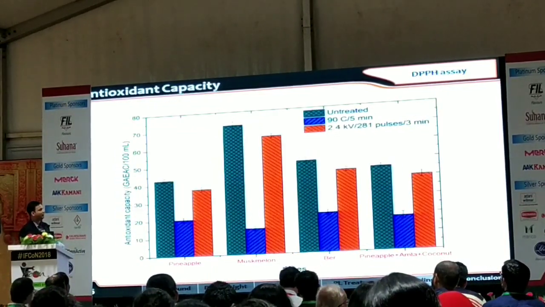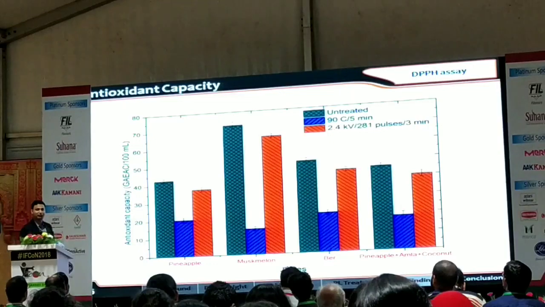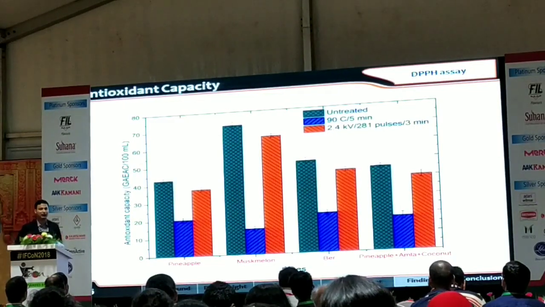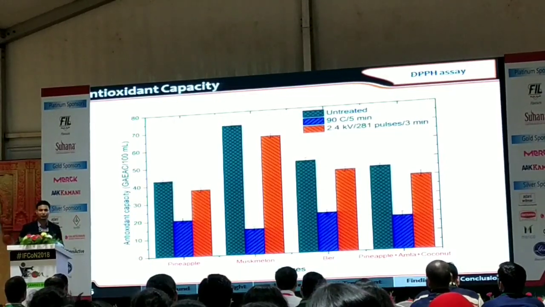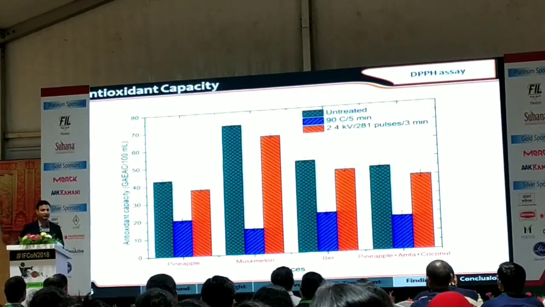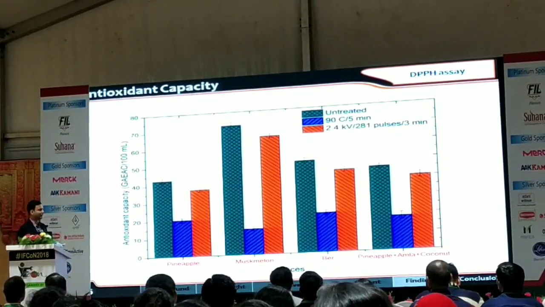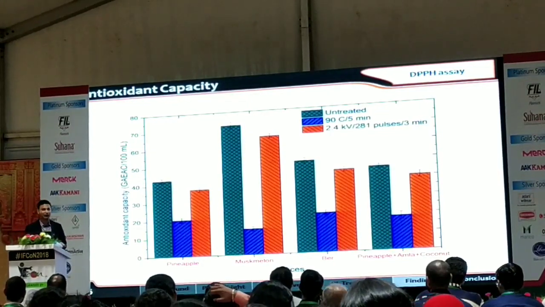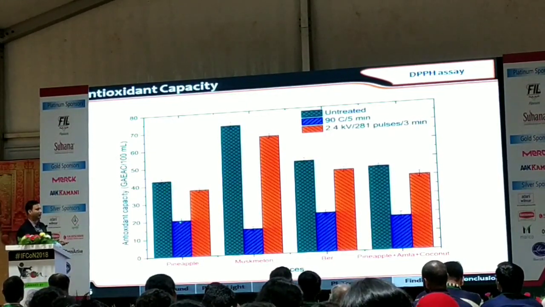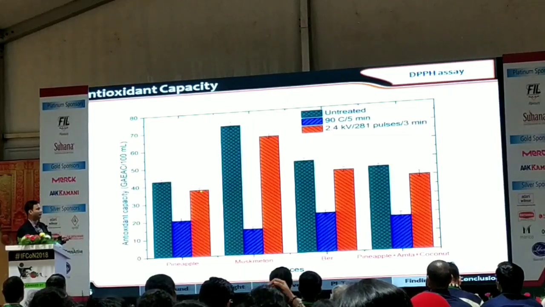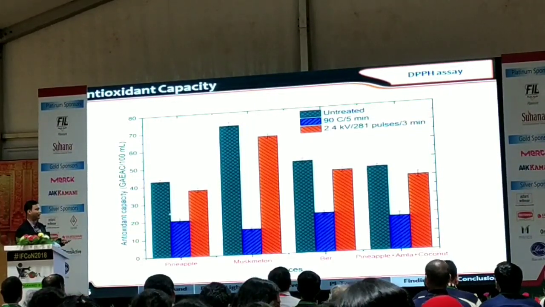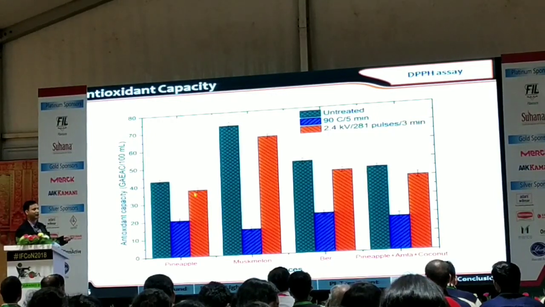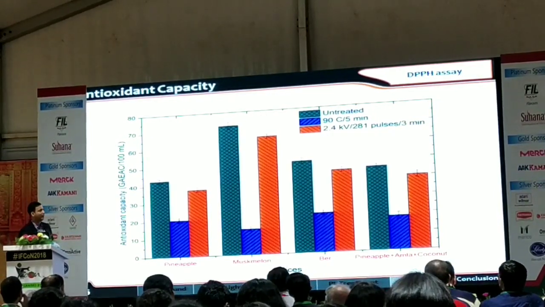Second thing, DPPH, similar things in your antioxidant capacity. DPPH is the indicator and representation of how much antioxidant potential the juice possesses after the treatment. And also the same thing as the phenolics, you can find out here, the loss in the thermal treatment is the maximum and it is inferior, and the pulsed light treated samples are the superior. Next one.